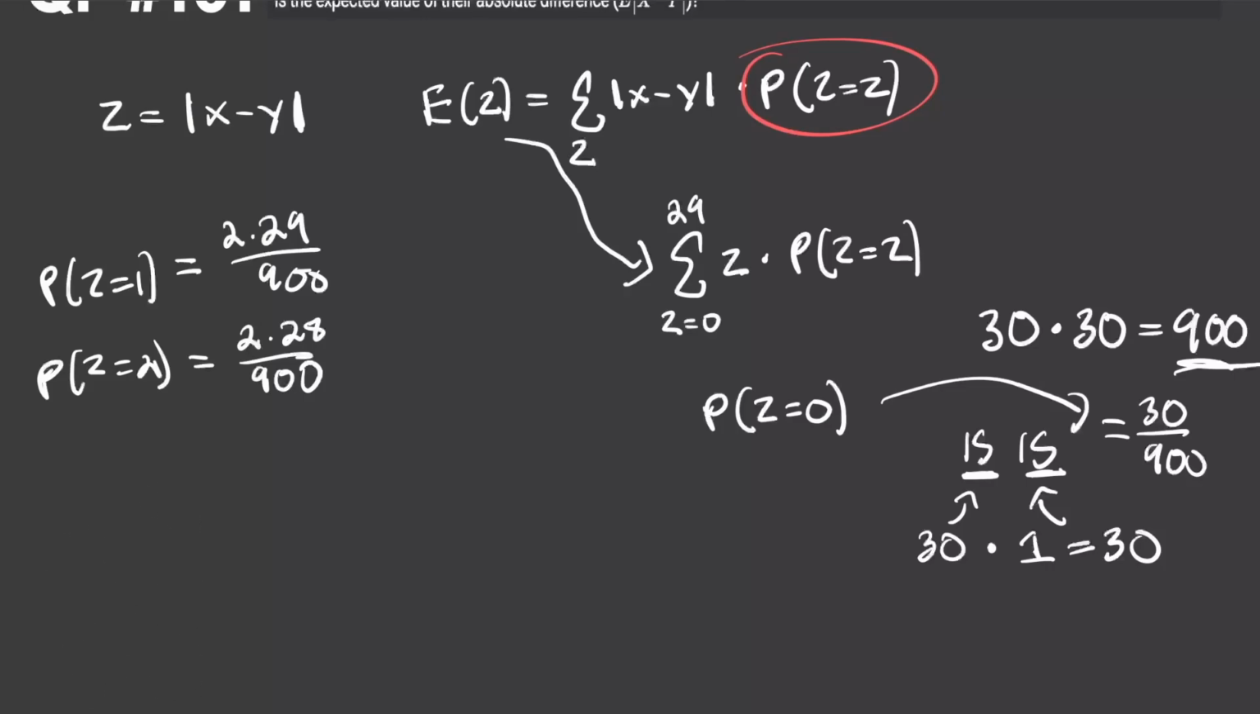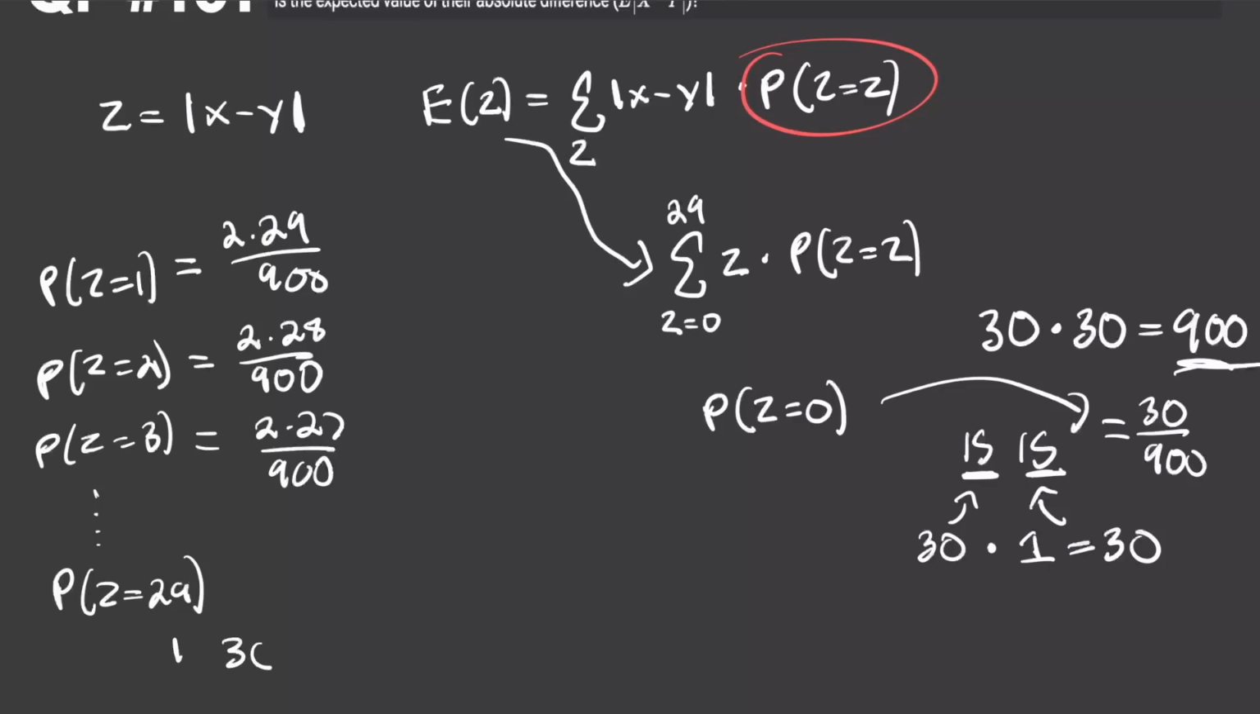So the probability that z is equal to 3 is just going to be, again, 2 times 27 over 900. Now you can really see the pattern. So if I increase z all the way up to its biggest value, z equals 29, well, there's going to be only one combination of numbers that satisfy this absolute difference, and it's going to be 1 and 30, and I have two different ways to distribute this among my dice.